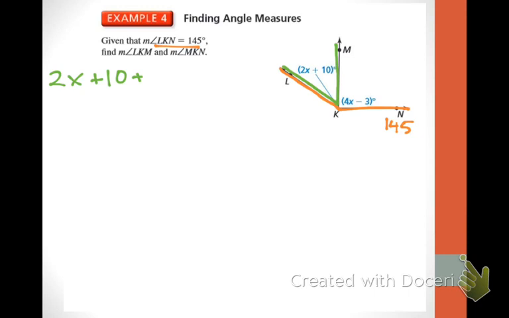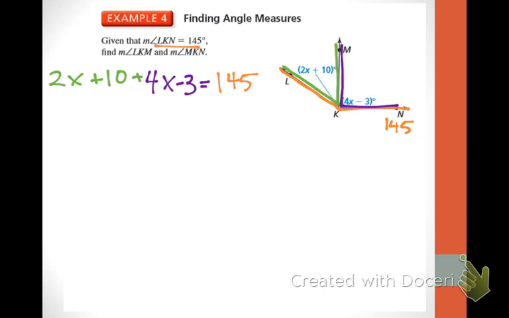Plus the other inner angle, which is 4x minus 3, will equal the outer angle. So what does the outer angle equal? 145. So problems that people have been having today, can you have an equation without an equal sign? If this wasn't here, would this be an equation? No. So there's no way to solve for x if you don't have an equation. So make sure you set it equal to the outer angle.